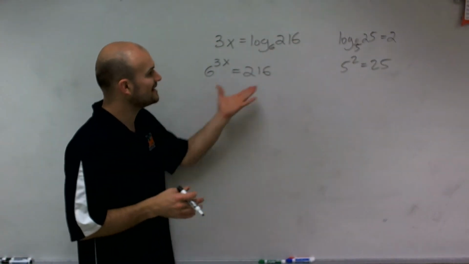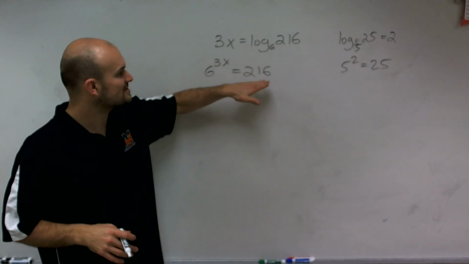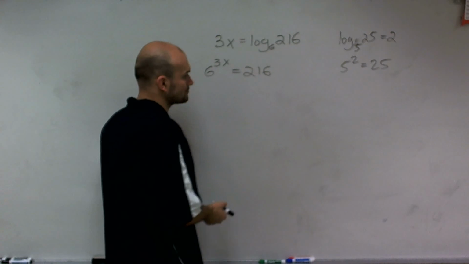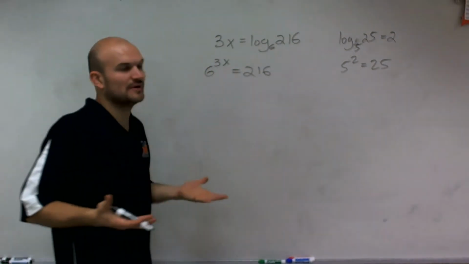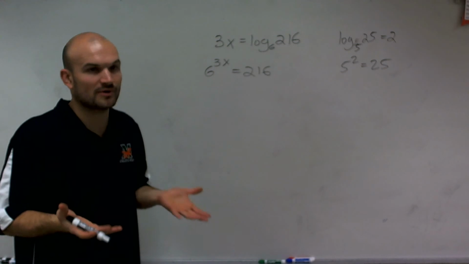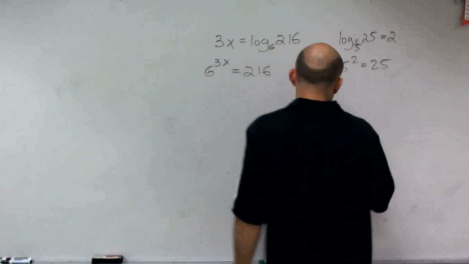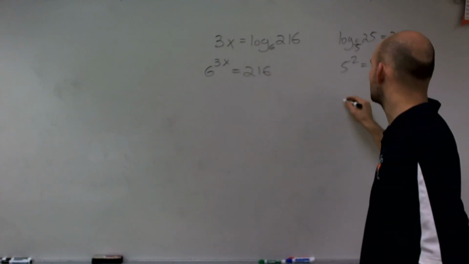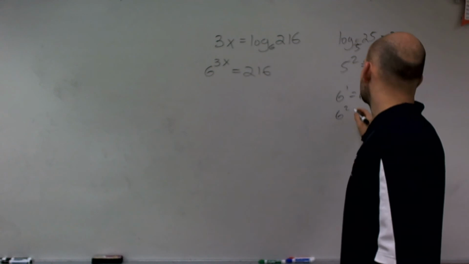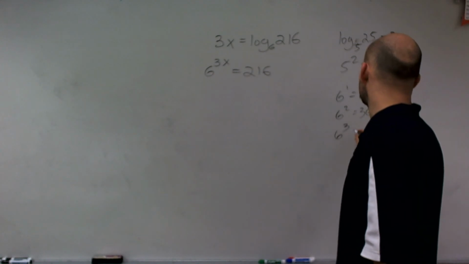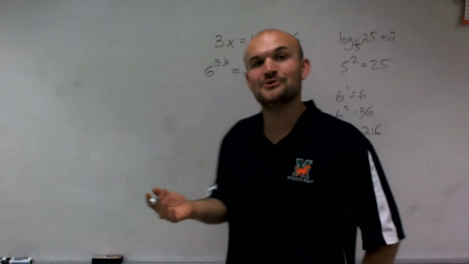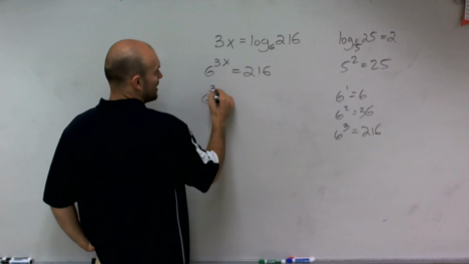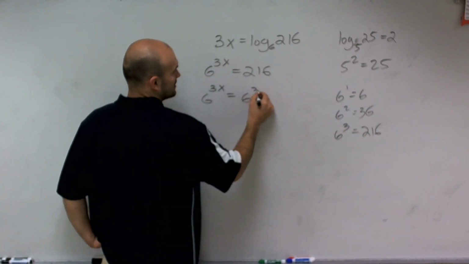So what I want to do is see, can I rewrite this? I have 6 and 216. Can I rewrite those as the exact same base? Well, 6 cannot be rewritten as another whole number base. So I can ask, can I rewrite 216 as a base of 6? Well, 6 to the first power is 6, 6 squared equals 36, and then 6 cubed equals, guess what, 216. So if I rewrite 216 as 6 to the third power, I get 6 to the 3x equals 6 cubed.